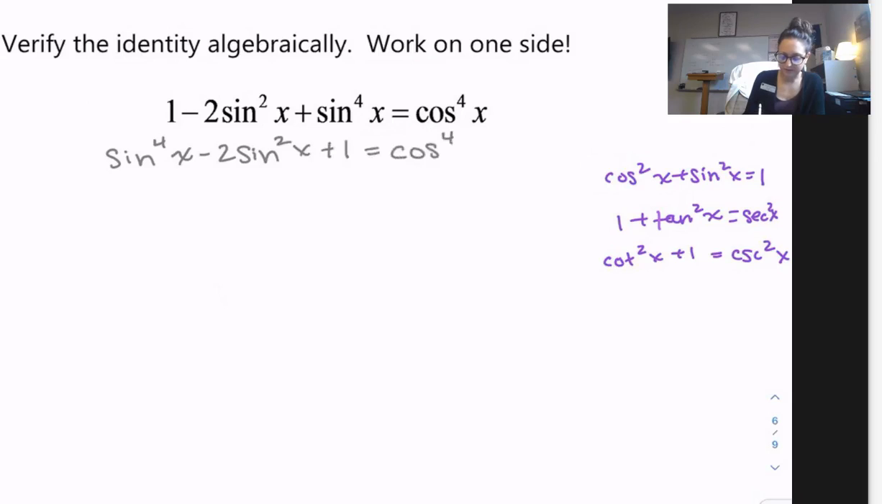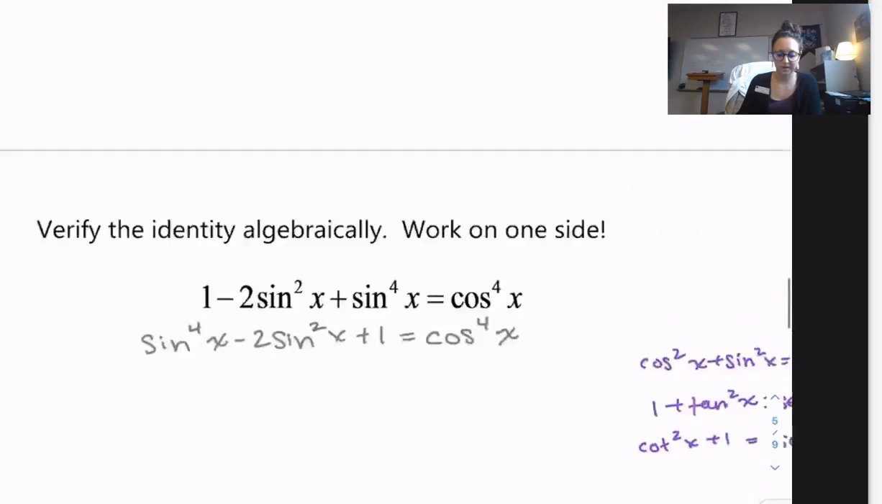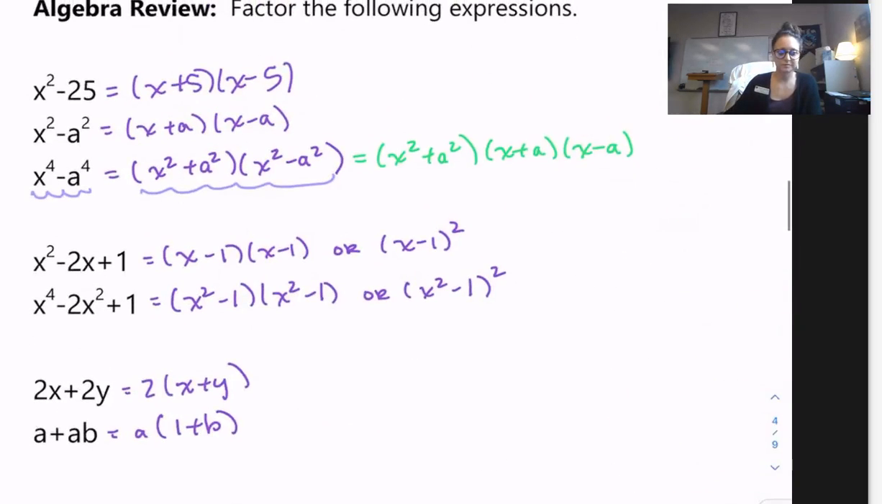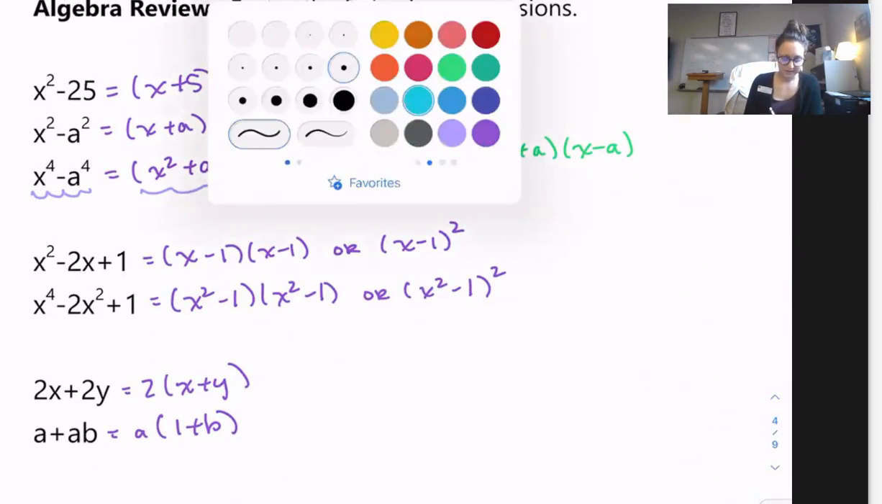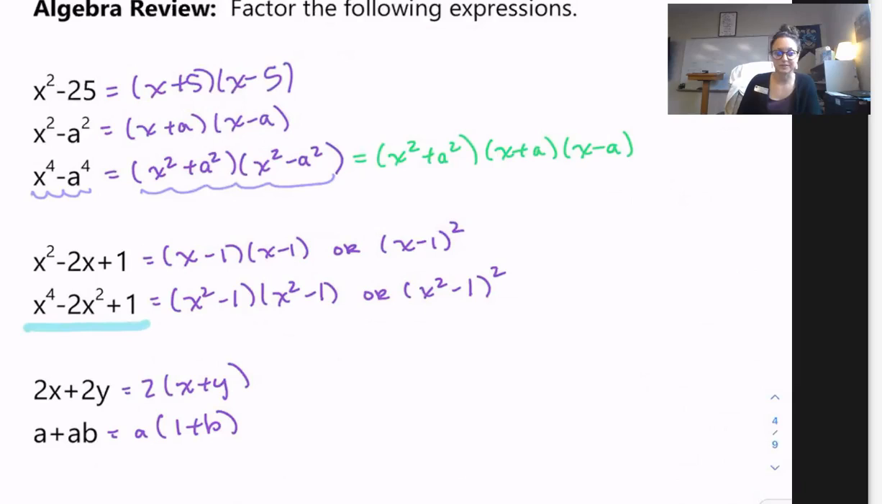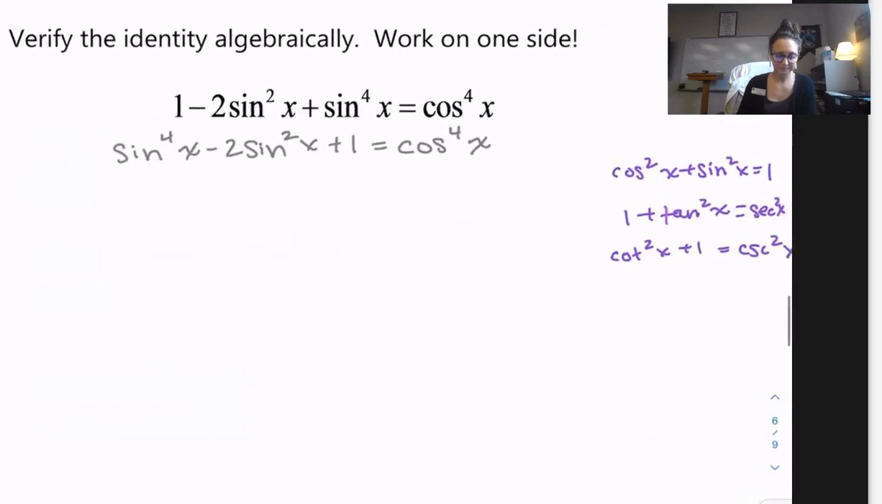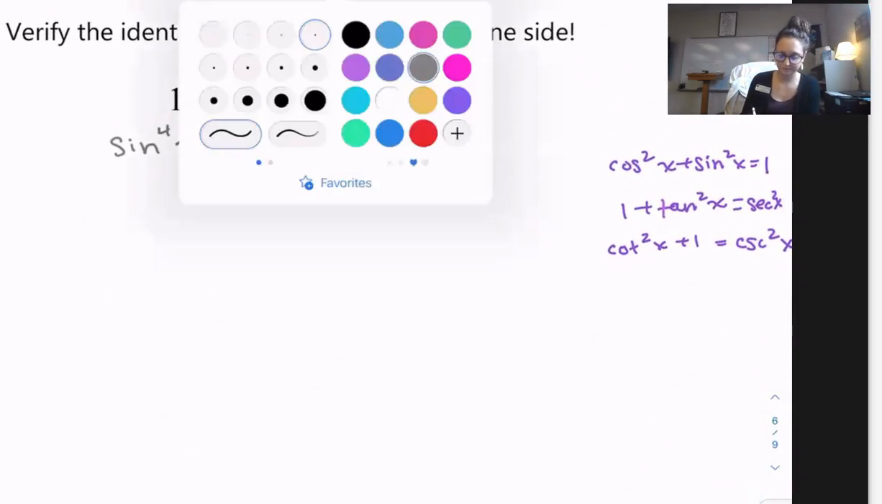So I'm going to try to prove that the left side is indeed equal to cosine to the 4th of x. And now let's come back to our factoring and see what this reminds us of. So if you'll look over here, this should look very similar to that, right? But instead of x, I have sine of x, okay? So instead of x squared minus 1 times x squared minus 1, I'm going to have sine squared of x minus 1. So let's go ahead and fill that out. Okay, so I can factor here.